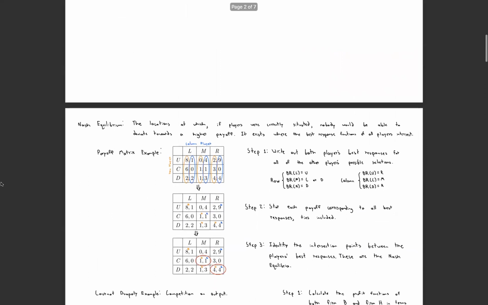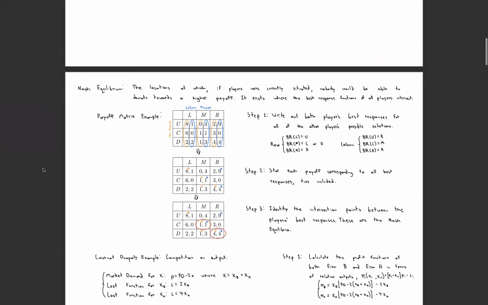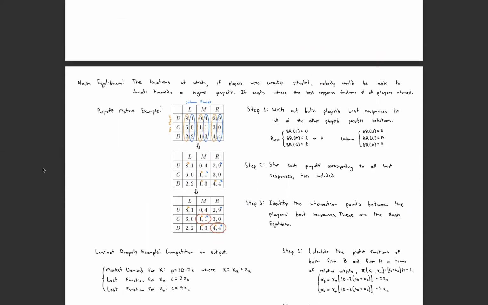Next topic you covered was Nash Equilibrium. So basically the Nash equilibria are the locations at which, if players are currently situated, nobody would be able to deviate towards a higher payoff. And it exists where the best response functions of all players intersect.